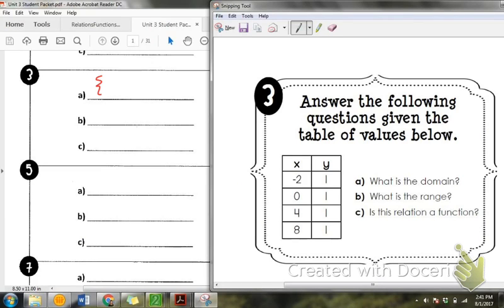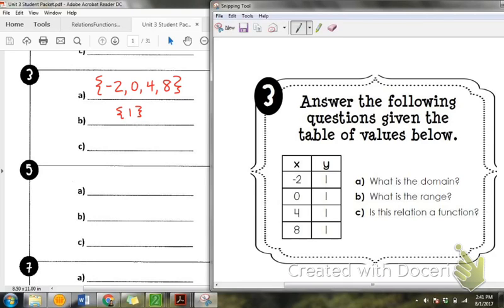So I'm going to say the values of the domain are -2, 0, 4, and 8. Do your best with the brackets, please. And then it says, what is the range? What's the y value, the only one we have up here, Olivia? 1. And so we don't have to write 1 4 times. We only write it 1 time with a bracket.